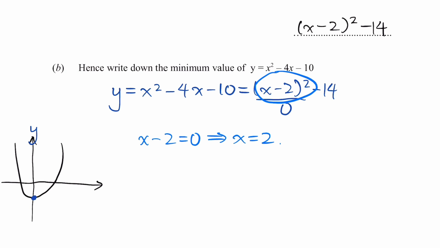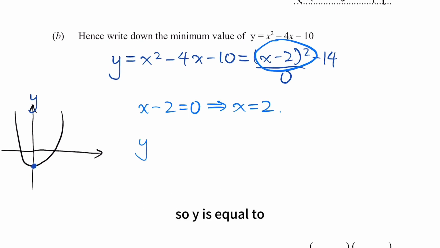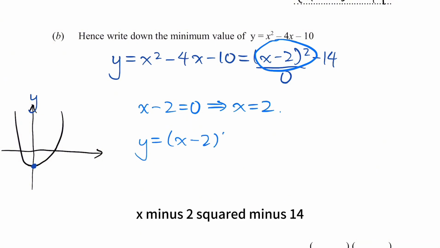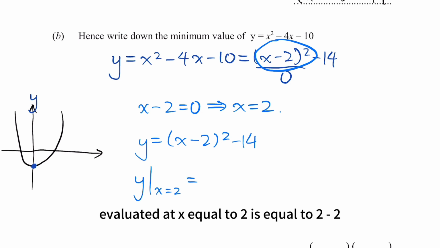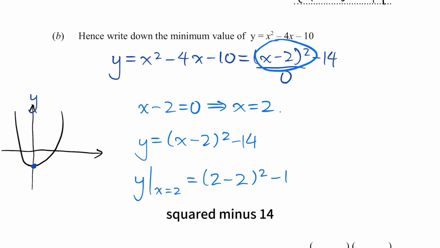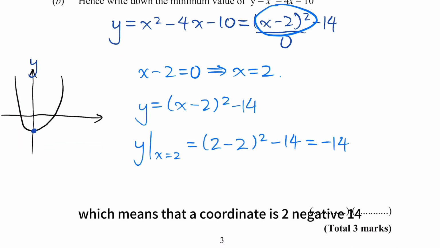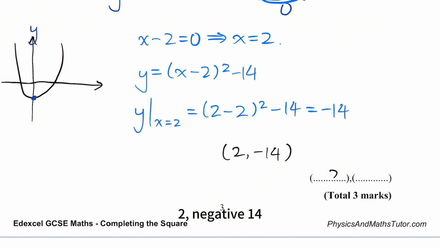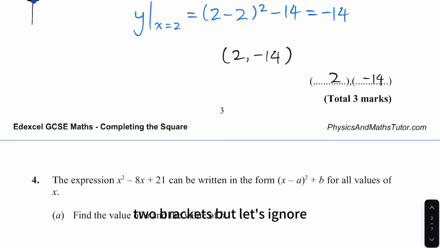That's it. We can substitute x equals 2 into our formula for y. So y is equal to x minus 2 squared minus 14, which means that y evaluated at x equals 2 is equal to 2 minus 2 squared minus 14. And as planned, this term goes to 0, which gives us minus 14. So x is equal to 2, and the corresponding y is negative 14, which means that our coordinate is (2, -14). This is the minimum point. I don't really know why this has two brackets, but let's ignore it.